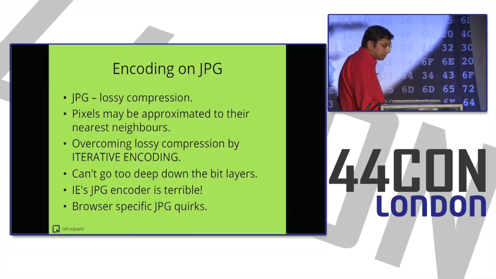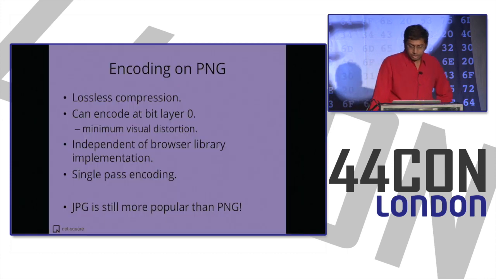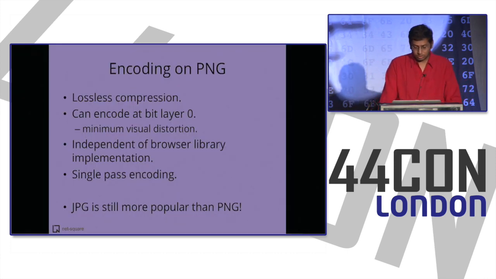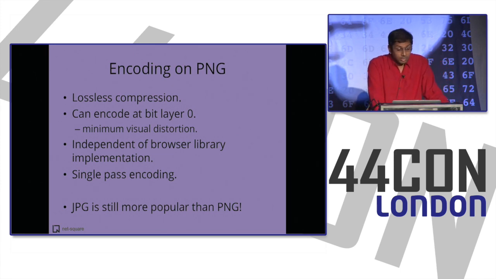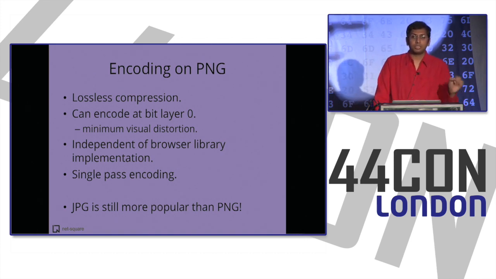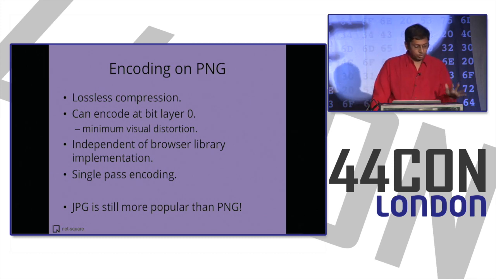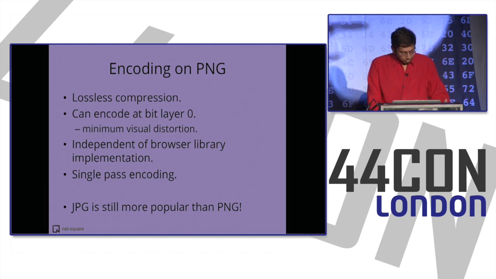Right, so lossy compression overcome. PNG, no problem. There's no loss, so one pass and you're going to be able to encode everything. The other advantage with PNG is it works across all browsers. JPEG encoders differ from browser to browser, so there's still some ironing out that I need to work into my tools to make JPEG decoding perfectly compatible across all browsers.